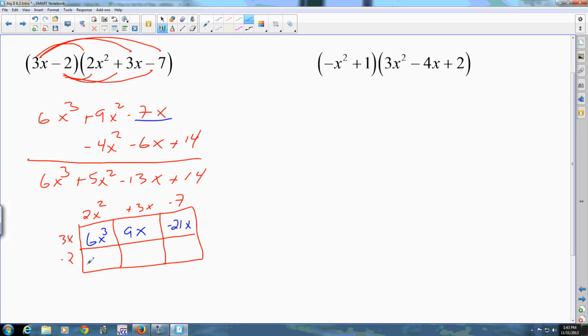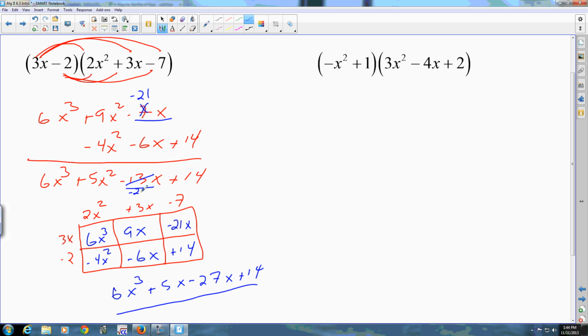So minus 4x squared minus 6x plus 14. And then, assuming that you multiplied right, which for me is always a big assumption, plus 5x minus 27x plus 14. You should get the same answer, and the reason I didn't was this one right here should have been minus 21, so then there's the minus 27x, so they match.